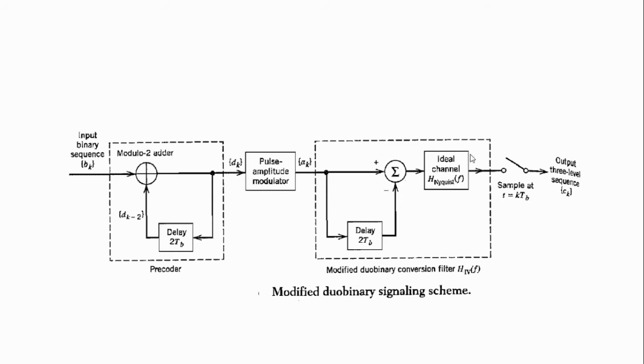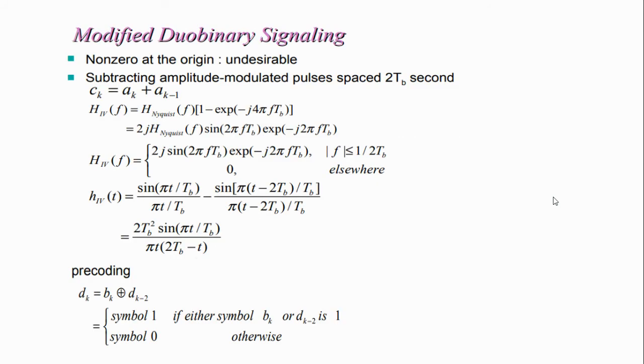This is the ideal channel. The ideal channel produces the Nyquist response, Nyquist pulse. Now the output sample is taken for every kT_b time period. The output of the 3-level sequence is c_k, that means the 3 levels are plus 2, 0, minus 2. In modified duo binary signaling, non-zero at the origin is undesirable.